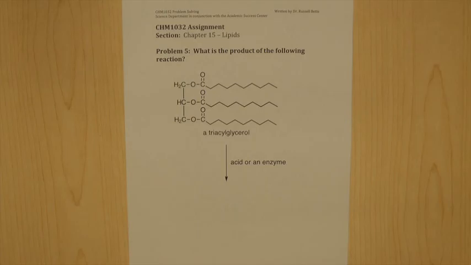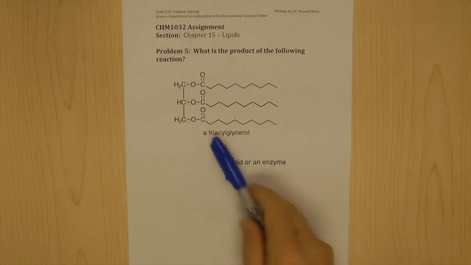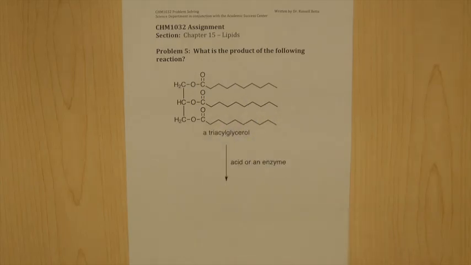What is the product of the following reaction? Alright, so we have ourselves a triacylglycerol, a saturated triacylglycerol, so it's probably a solid, so it's probably animal fat. And we're going to add acid or an enzyme. Enzymes we'll learn more about in chapter 16. They are biological catalysts, so they'll basically catalyze a reaction, make a reaction go faster, if you will.